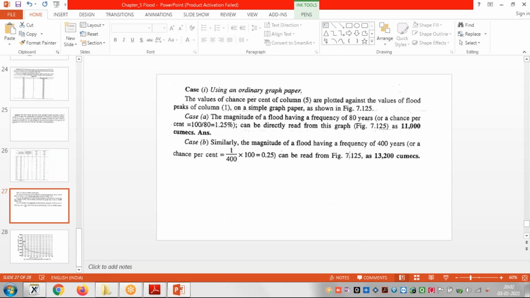Here, we'll read it. So these chances, or probability, we have in the fifth column. The magnitude of a flood having the frequency of 80 years means the flood which will repeat after 80 years. That means what? 1.25. See, 100 divided by 80 means what?